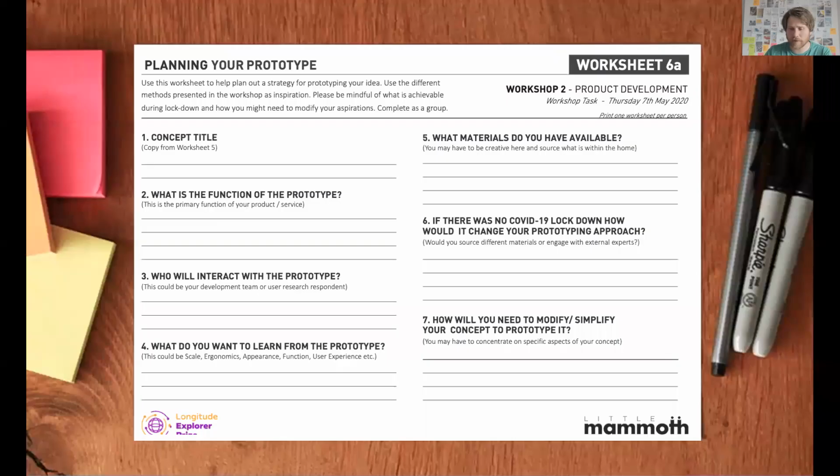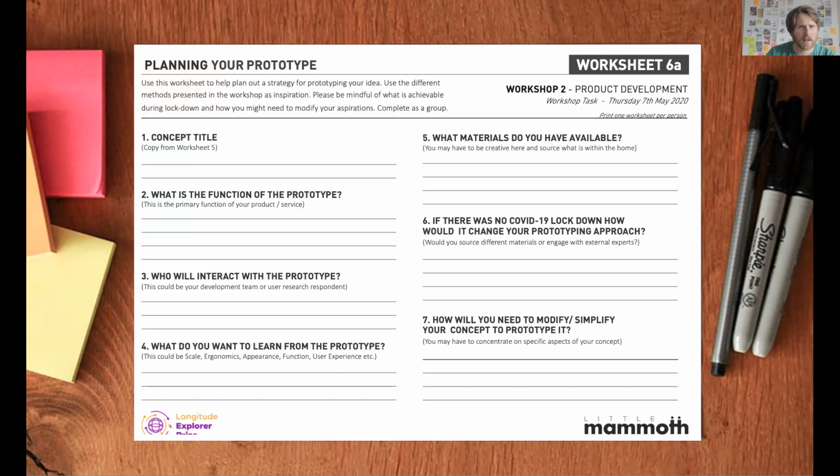So this takes us on to the first task, and this task requires worksheet 6A and 6B. What we want you to do is to spend 10 minutes to fill out that worksheet. Ideally, it would be done with a group, so you could do it as a collective. But if you can't get access to do that, then don't worry. You can do it as an individual. It's essentially a planning document that asks you all of the things that you might need to consider when actually prototyping your design.